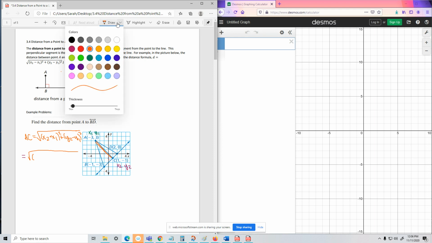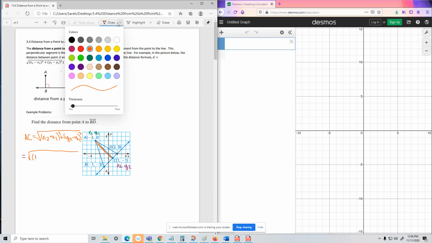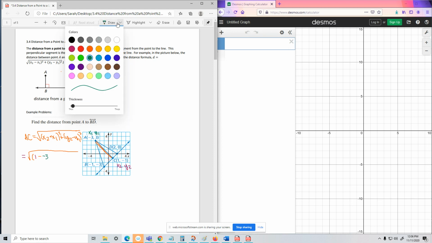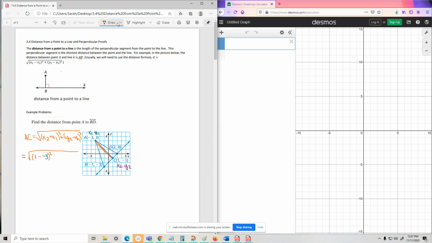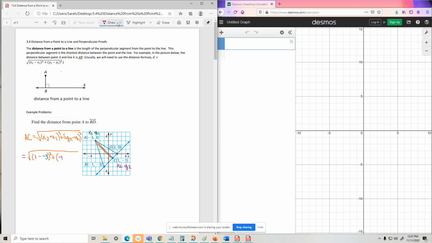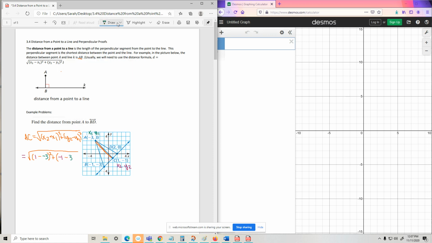So x2 is 1 minus x1, which is -3. And then we need parentheses squared. That takes care of our x's. Now we add, doing the same idea with our y's. y2 is -1 minus y1, which is 3. And then again, parentheses squared.